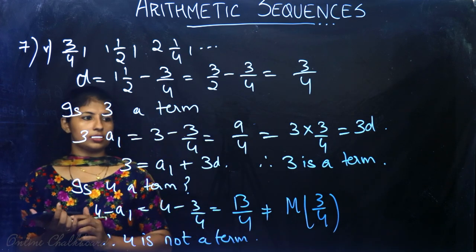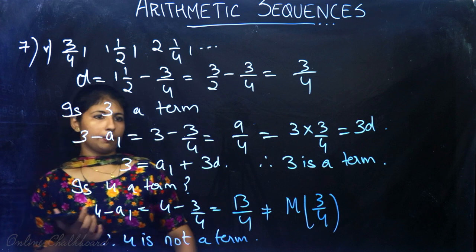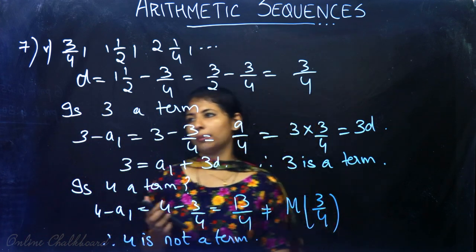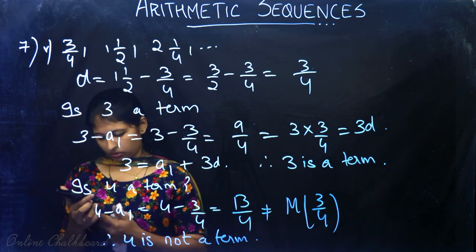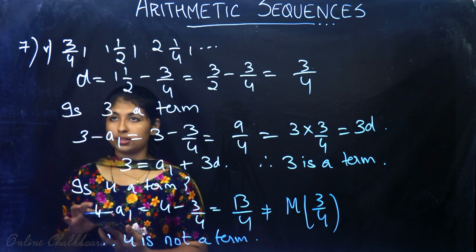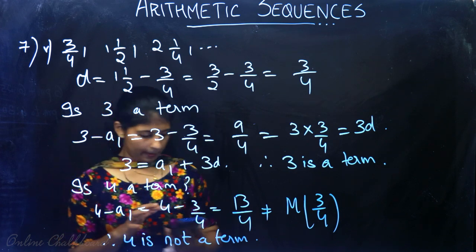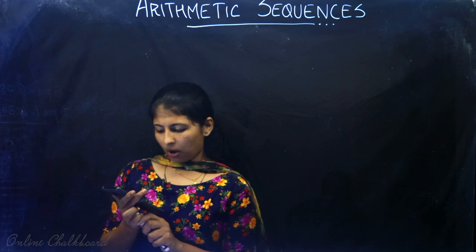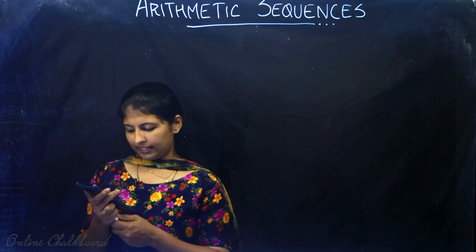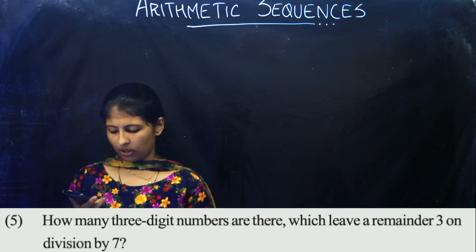So, is this question clear? We are checking whether a given number is a term or not. So, now let's move on to question number 5 and 6. Question number 5. How many 3-digit numbers are there which leave a remainder 3 on division by 7?